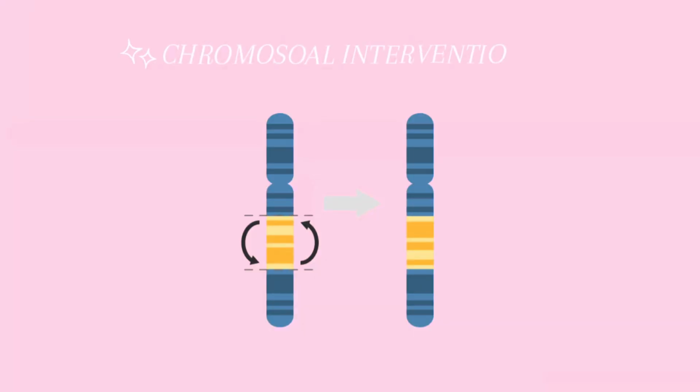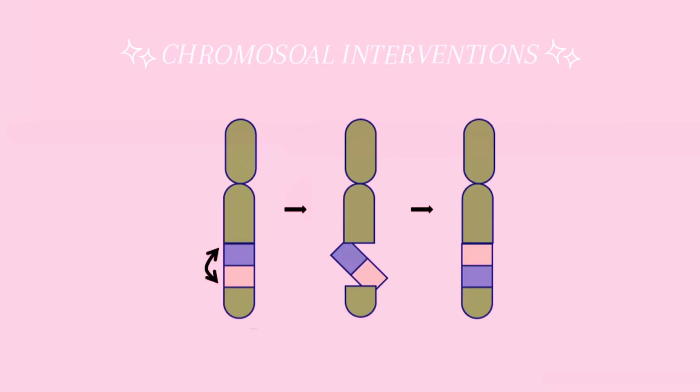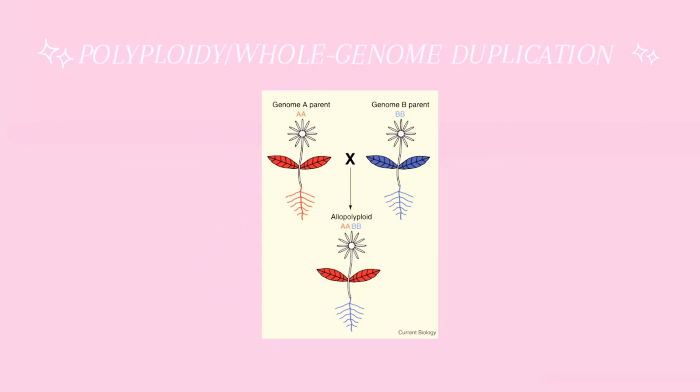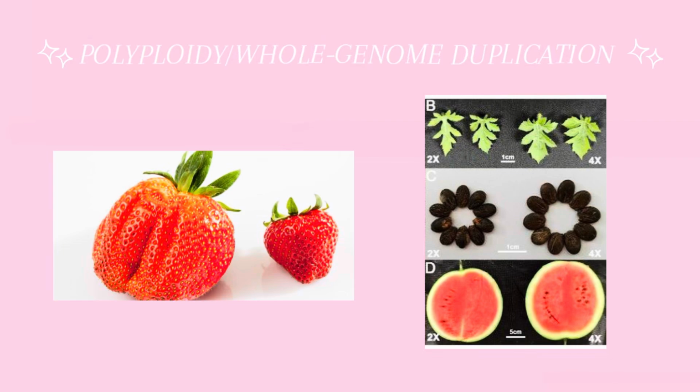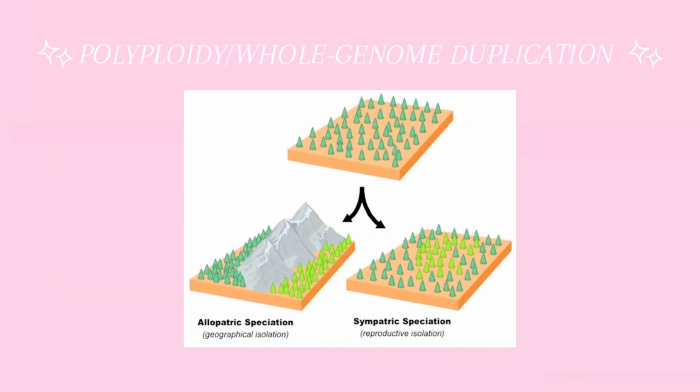Structural changes in DNA can speed this process up. For example, chromosomal inversions flip sections of DNA, reducing recombination and keeping beneficial gene combinations together. In plants, polyploidy, or whole genome duplication, can create instant reproductive isolation, basically speciation in one generation.